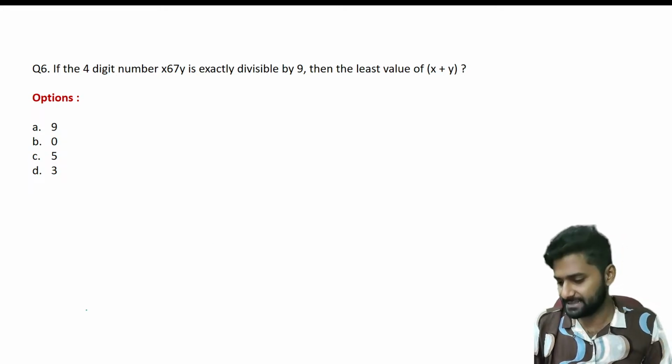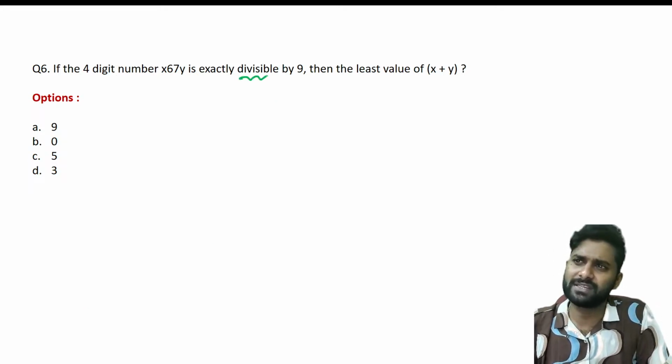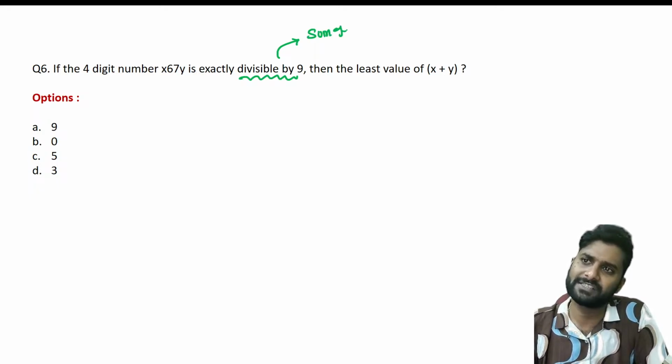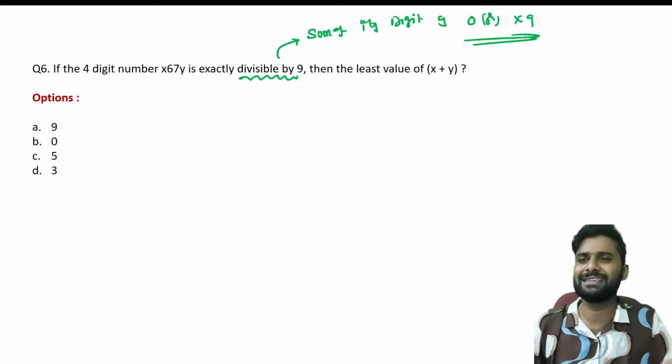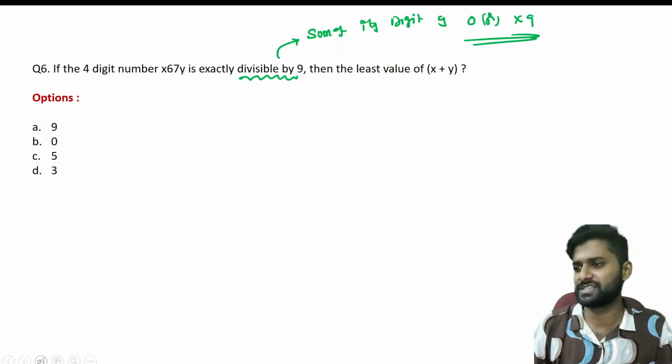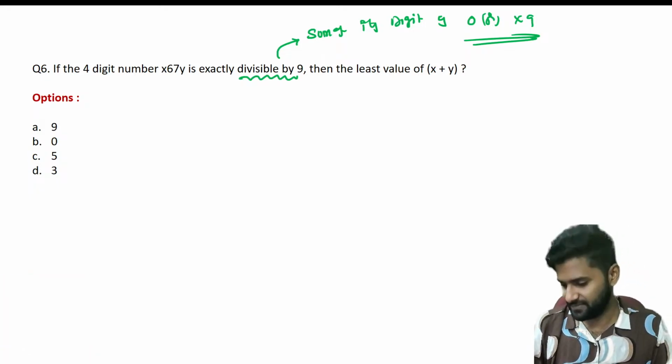Question number 6. What is the divisibility property of 9? You already know the property here. The sum of its digits is either 0 or a multiple of 9. If you get that sum, the number is always divisible by 9 itself.